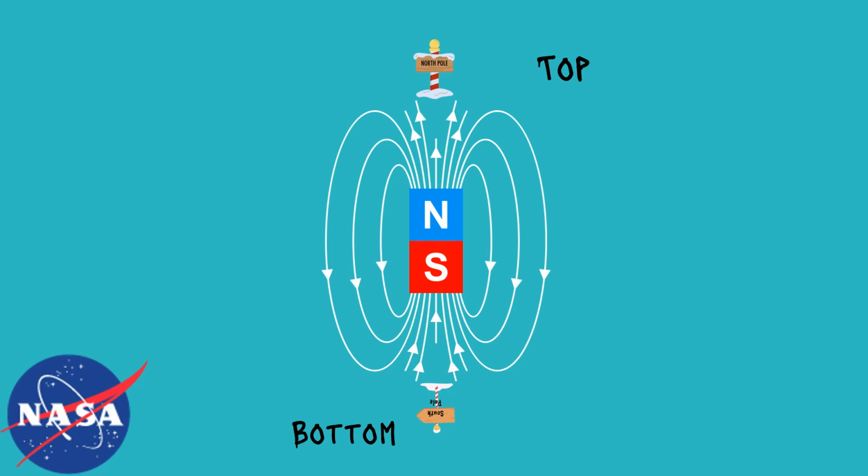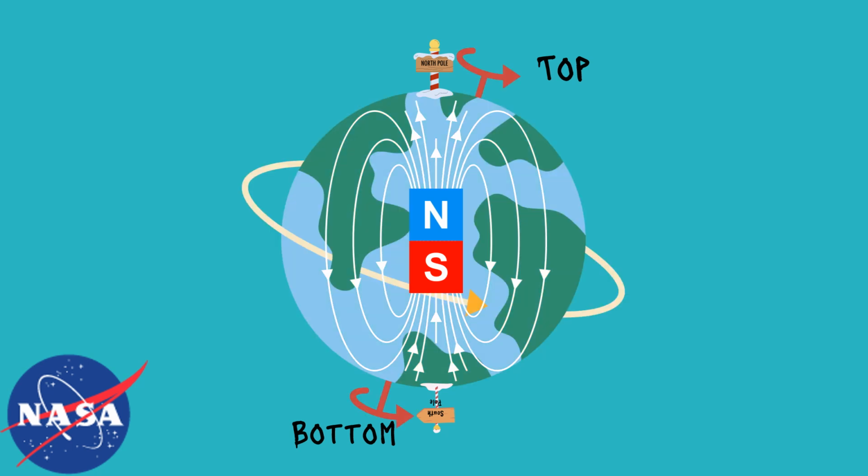NASA identifies Earth's axis as an imaginary pole going right through the center of the Earth from top to bottom. The top is the North Pole and the bottom is the South Pole. Earth spins around this pole, making 1 complete turn each day. That is why we have day and night, and why every part of Earth's surface gets some of each.